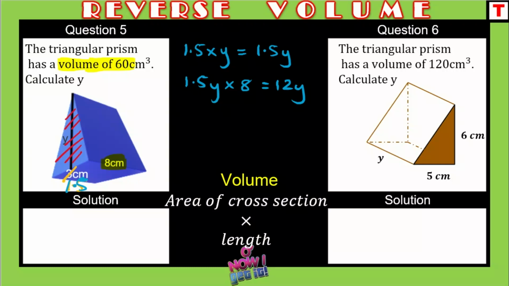Therefore, I am going to be setting 12y equal to the actual value of the volume, which is 60 centimeter cubed. I am going to be searching for 1y, so I'm going to be dividing both sides by 12. So 60 divided by 12 would have been 5, and that would have been our answer for this question. You may pause the video and have a go at question number 6 and return when you're ready for your answer.